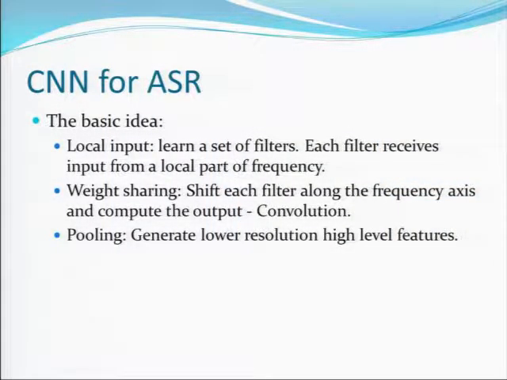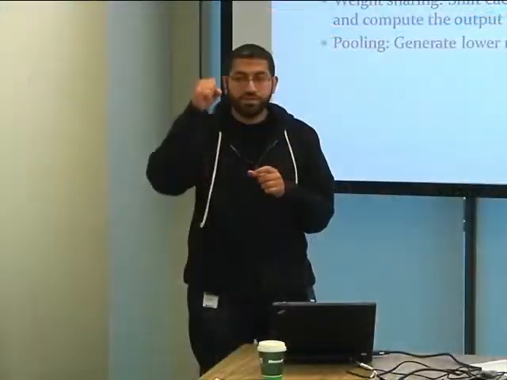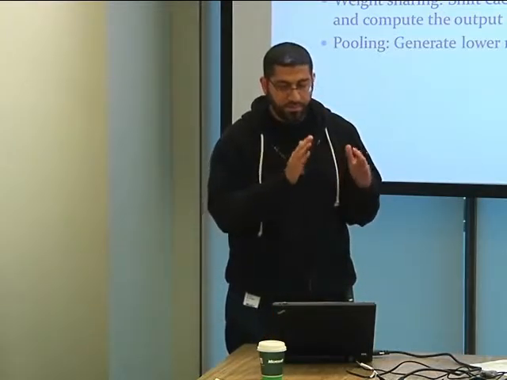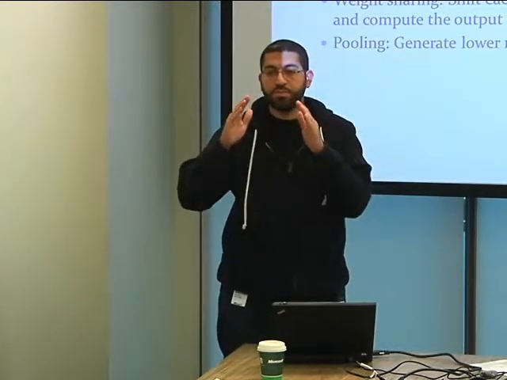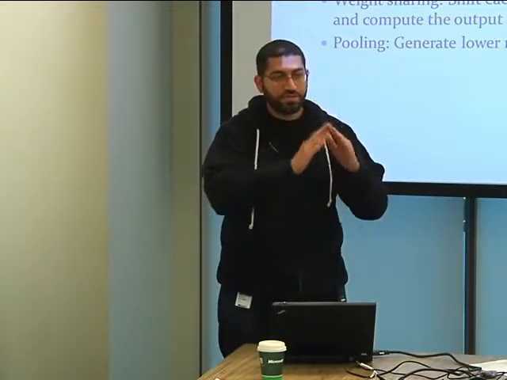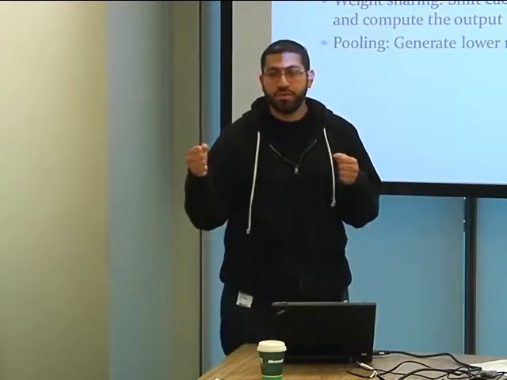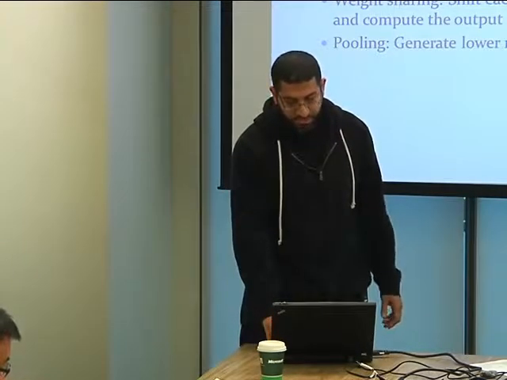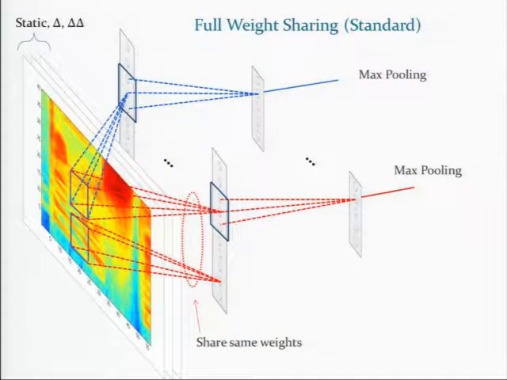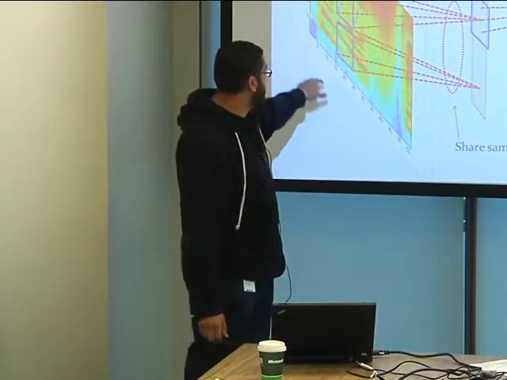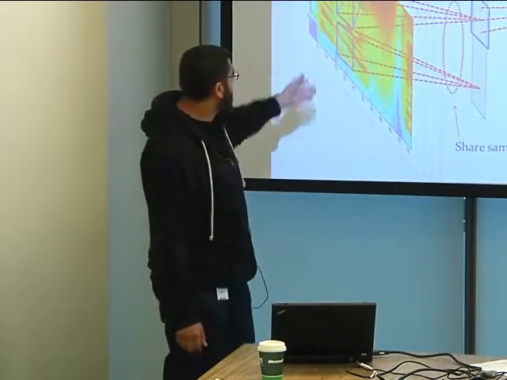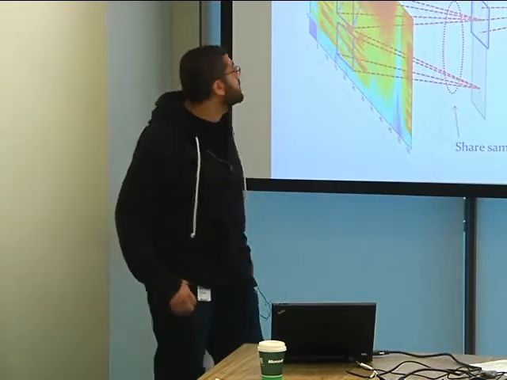The basic idea is that first, each node of the neural network takes a local input, and nodes receiving input from different parts of the frequency have shared weights. Then we pool nodes with different shifts together to get some high-level features. As we see in this figure, we have this segment of speech along the time axis and the frequency axis, and this figure represents the filter bank feature.